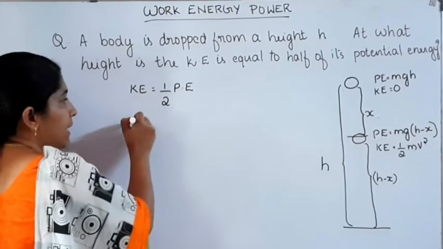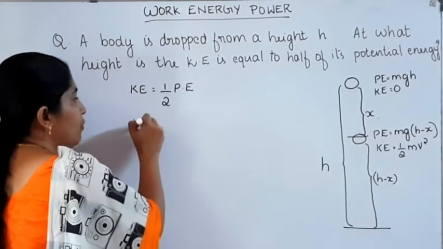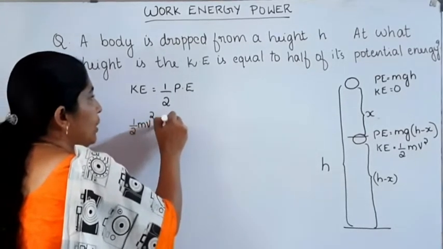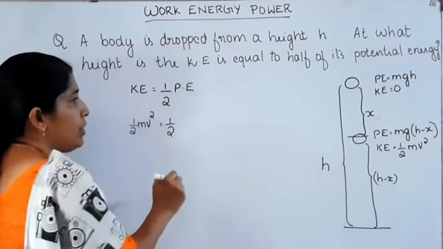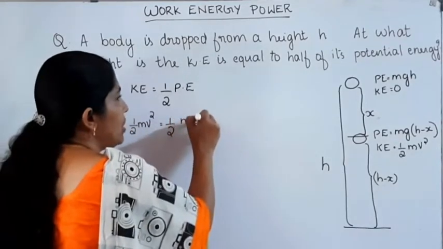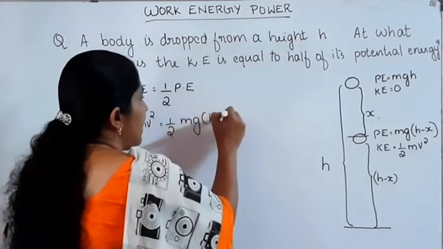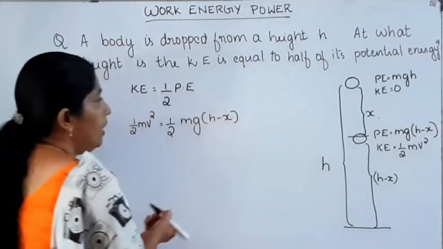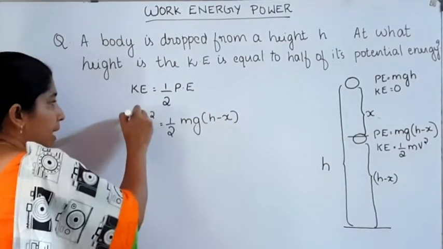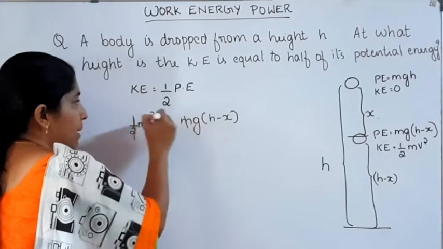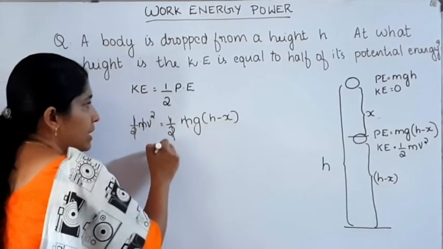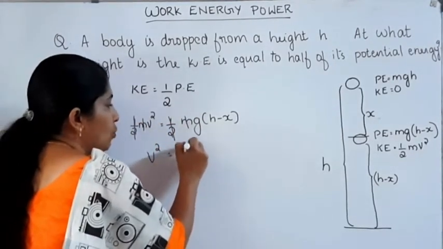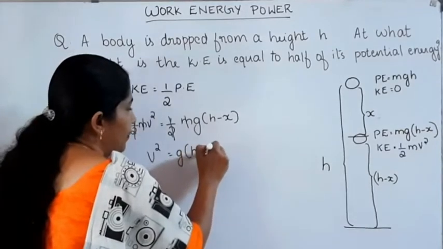Now we can write kinetic energy there is equal to half mv square. That's equal to half into the potential energy at that position, which is mg into (h minus x). Half of the potential energy. Then half gets cancelled, m gets cancelled. Then v square is equal to g into (h minus x).